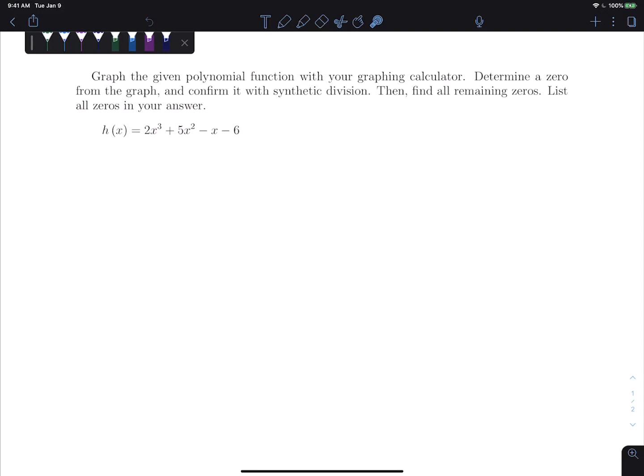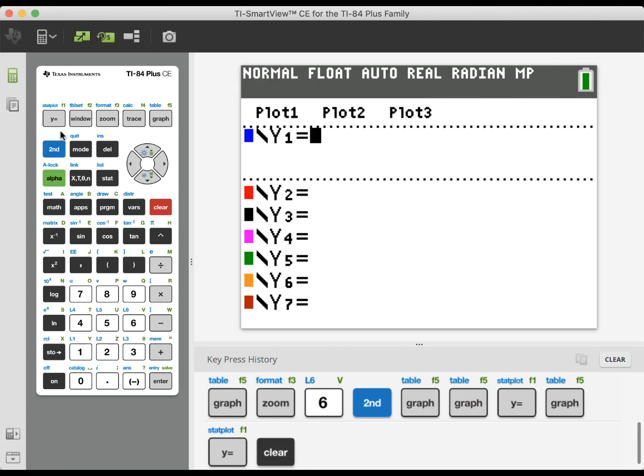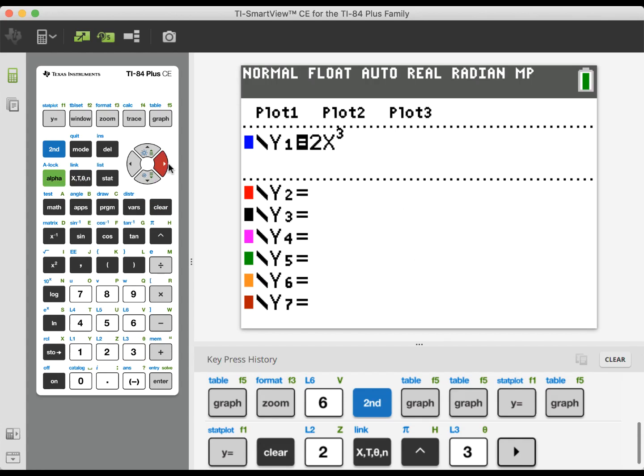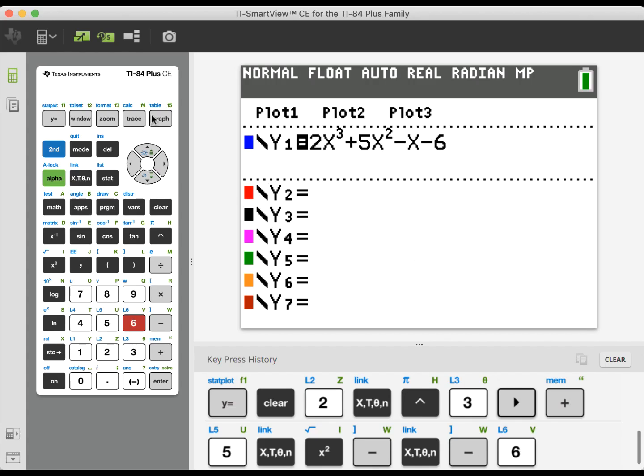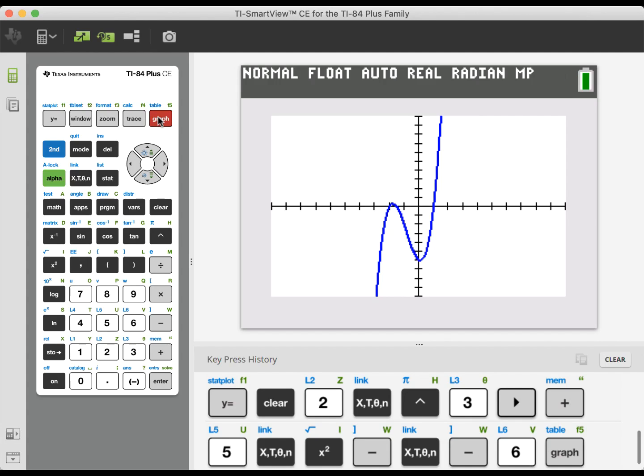So I'll see you there. Okay, welcome to the calculator. Let's go ahead and type in the function of 2x cubed plus 5x squared minus x minus 6. And then graph it on the standard window.